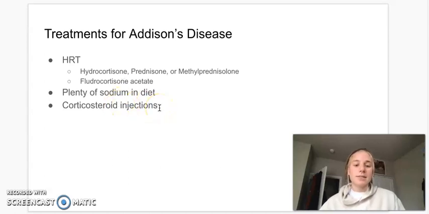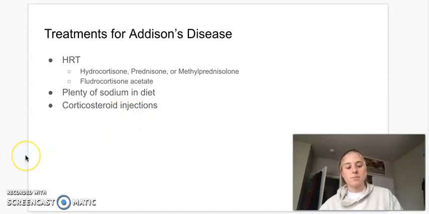Plenty of sodium in the diet is important, and corticosteroid injections. This can be the case if someone is taking an oral medication and throwing it up. Injections might be a better option.